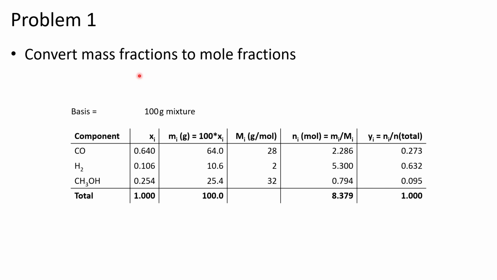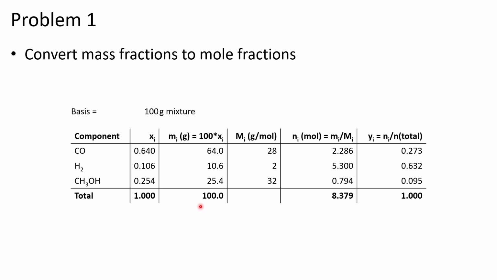It's exactly the same. The way we do this is we assume we have a basis of 100 grams of the mixture. Then we list the components in that mixture and their mass fractions. The values you see here for carbon monoxide, hydrogen, and methanol are exactly what we're given in the problem statement, and they all sum up to 1. What we'll do is that if we have 100 grams of the mixture, we'll calculate the grams of each of these by taking 100 times the mass fraction. So for instance, the mass of CO in 100 grams of the mixture is 100 times 0.64, which is 64. The rest are computed the same way.